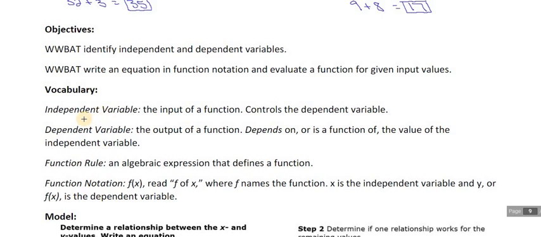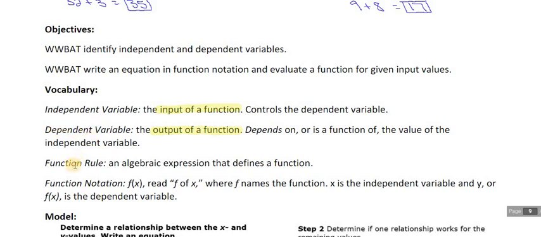We have independent variable, which is the input or the x value of our function. It controls the dependent variable. The dependent variable is the output or y value of a function. It depends on, or is a function of, the value of the independent variable. So whatever happens with the independent variable directly impacts and makes a difference in what the dependent variable ends up being.